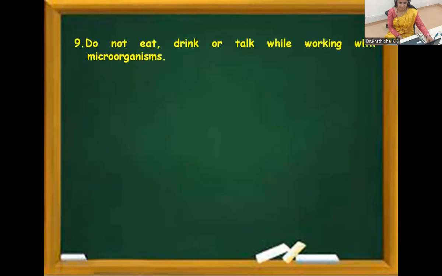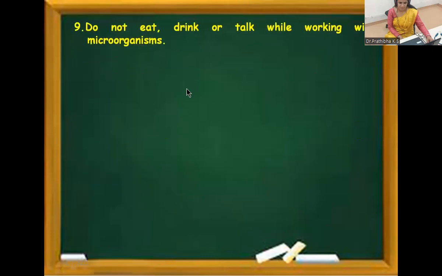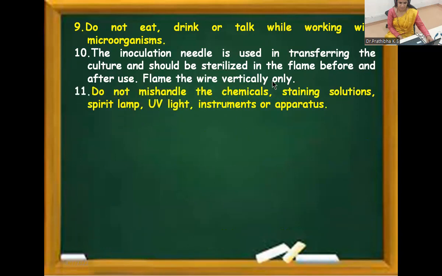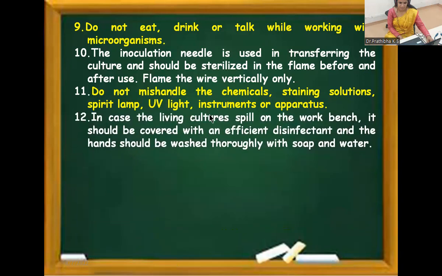Further, do not eat, drink, or talk while working with microorganisms. The inoculation needle is used in transferring the culture and should be sterilized in the flame before and after use. Flame the wire vertically only. Do not mishandle the chemicals, staining solutions, spirit lamp, UV light, instruments, or any other apparatus.